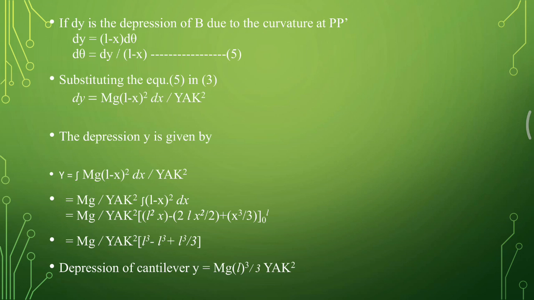That is given by mg by YAK square into L square, with limits 0 to L. L minus 0 is L, so L square into L is L cube, minus 2L into L square by 2, that is 2L cube by 2. The 2 cancels, and we get L cube, plus the last term, L cube by 3. Then on simplification, the depression of the cantilever is given by mg L cube divided by 3YAK square.